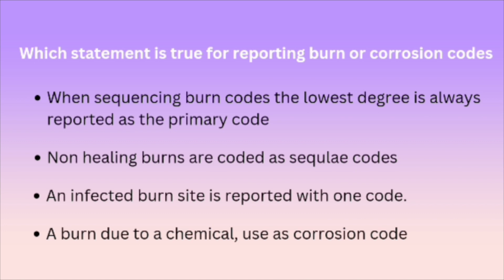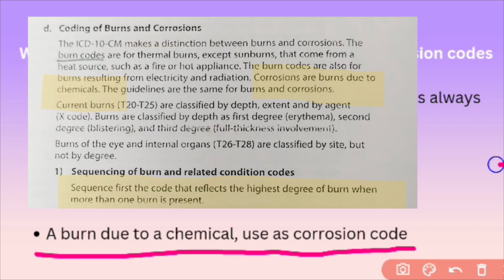Which statement is true for reporting burn or corrosion codes? First option: in sequencing burn codes, the lowest degree is always reported as a primary code. Second option: non-healing burns are coded as sequela codes. Third one: an infected burn site is reported with one code. Fourth one: a burn due to a chemical is coded as a corrosion code. So the answer is, if the burn is due to a chemical, then we use the corrosion code.